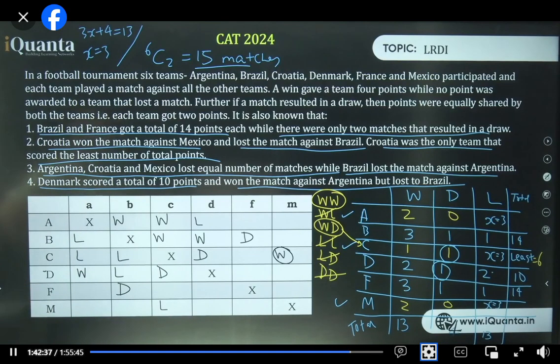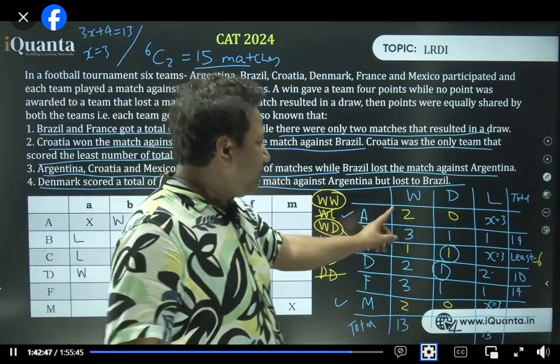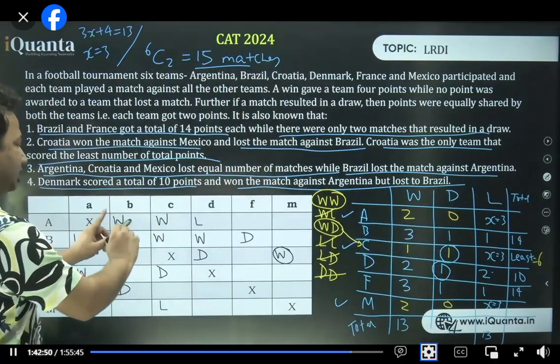What else can be filled? Can we fill more? Yes, of course. Argentina. Now things are with us. What else can be filled? Let us look at the first row. 2 wins, 3 losses for Argentina. 2 wins, accommodate 3 losses.